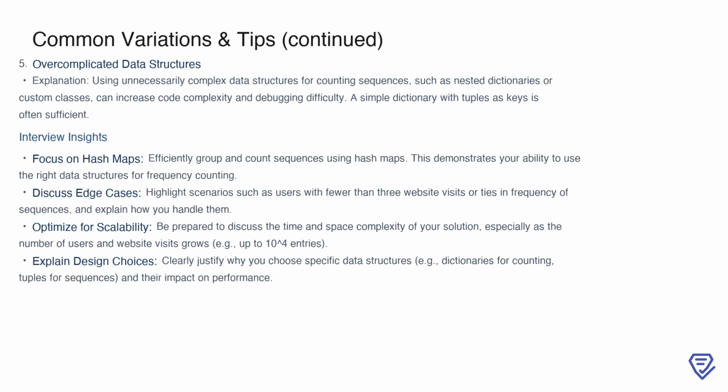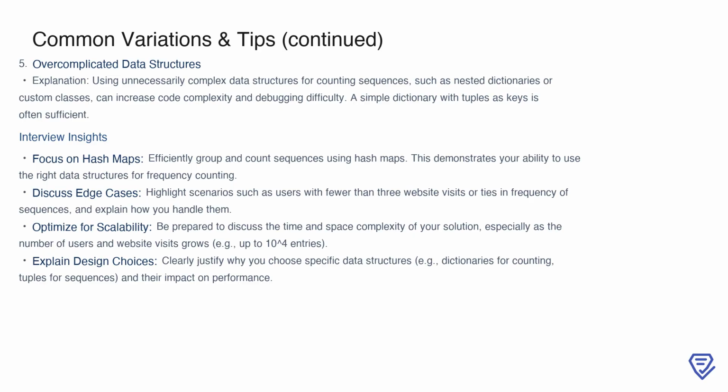Now, from an interview perspective, there are a few key points to focus on. First, hash maps are your best friend here. Using them effectively to group and count sequences demonstrates your ability to choose appropriate data structures for the task. Additionally, discussing edge cases is a great way to show your thoroughness. For example, you can explain how you handle users with fewer than 3 website visits or situations where multiple sequences have the same frequency.